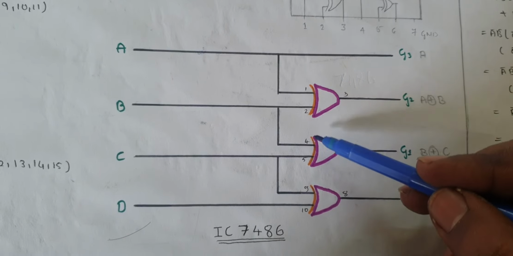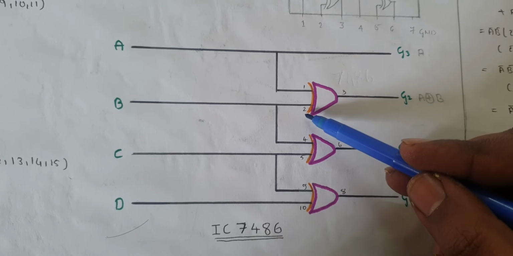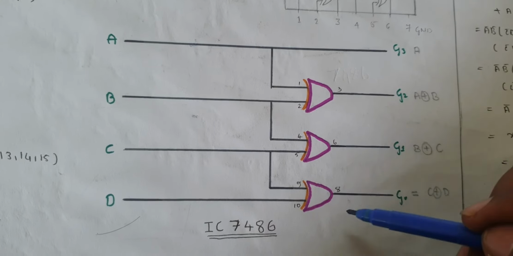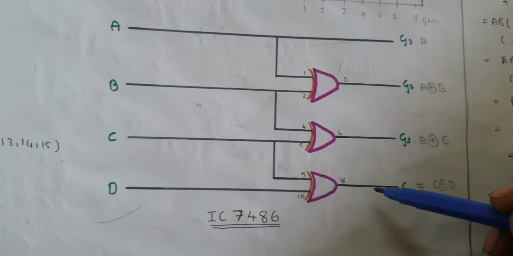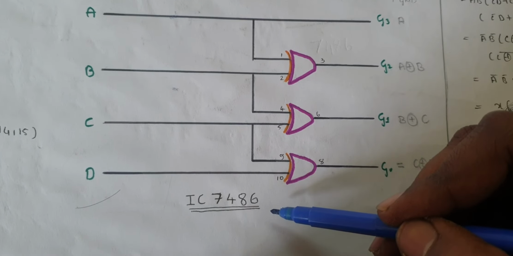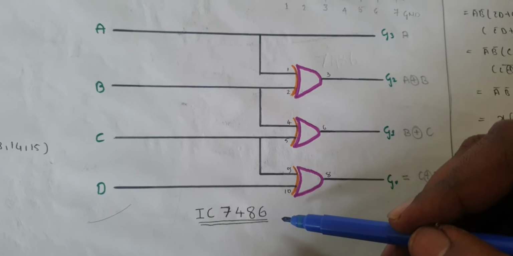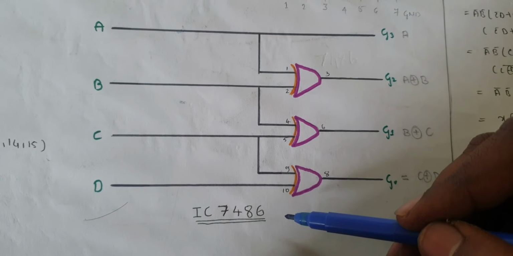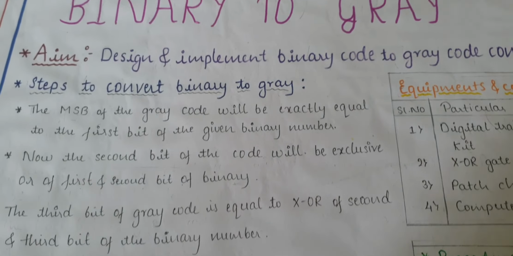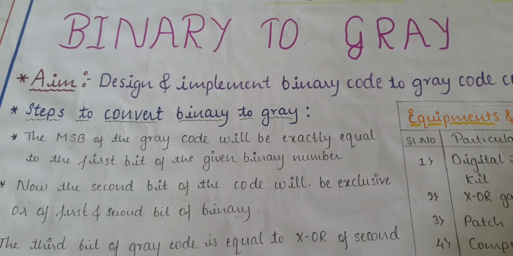Writing the pin numbers is very easy. 1, 2 are your inputs, 3 is my output, 4, 5 are inputs, 6 is output, 9, 10 are inputs, 8 is my output. The IC number is 7486, which is your 2 input XOR gate. This is all about your binary to gray code converter.